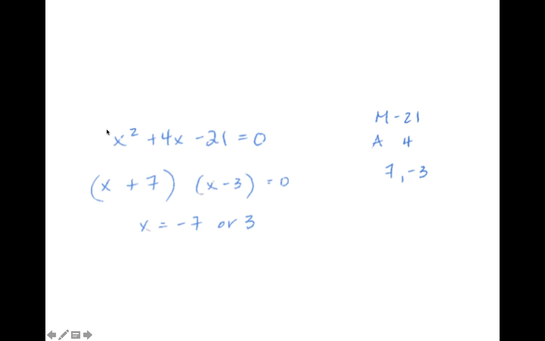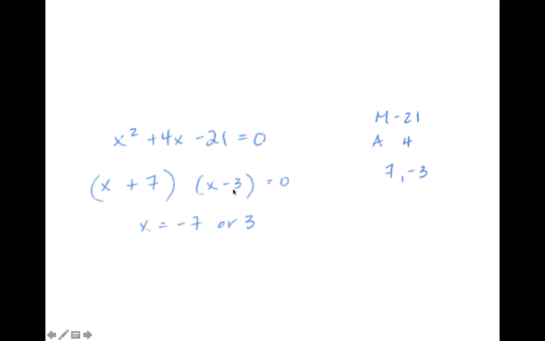And what we do is we take the a value, which is 1, multiply it by the c value, which is negative 21. And that means that we're going to be looking for 2 numbers that multiply to be negative 21 and add to be the b term, which is 4. Those 2 numbers that satisfy those things are positive 7 and negative 3. Now, we learned in Math 11 that as long as this coefficient is a 1, we can take these numbers and go directly to our factors and write them x plus 7, x minus 3, and we get a value for our actual roots of x is equal to negative 7 and x is equal to 3.